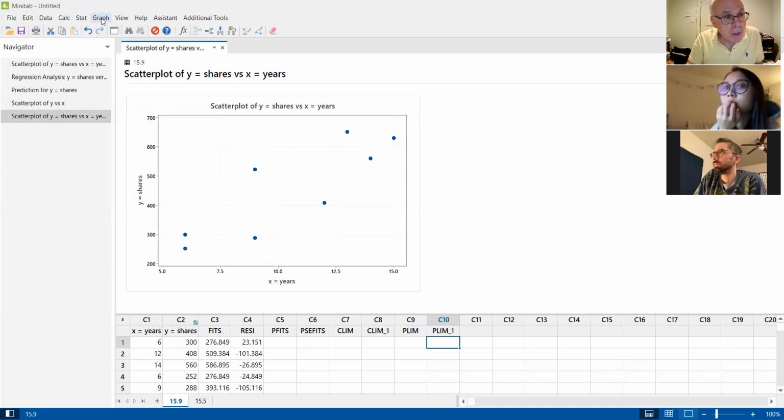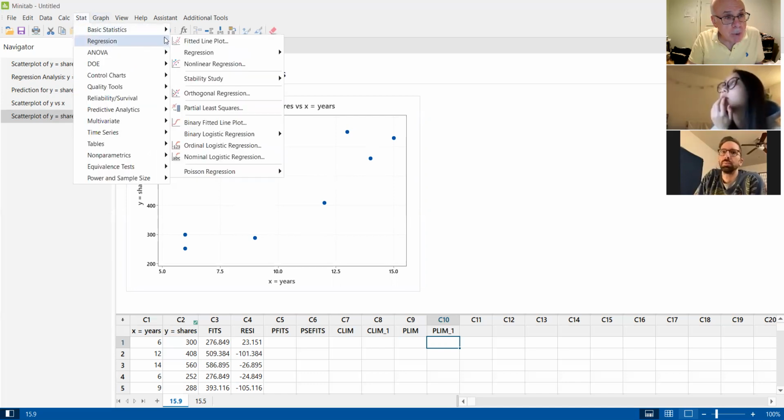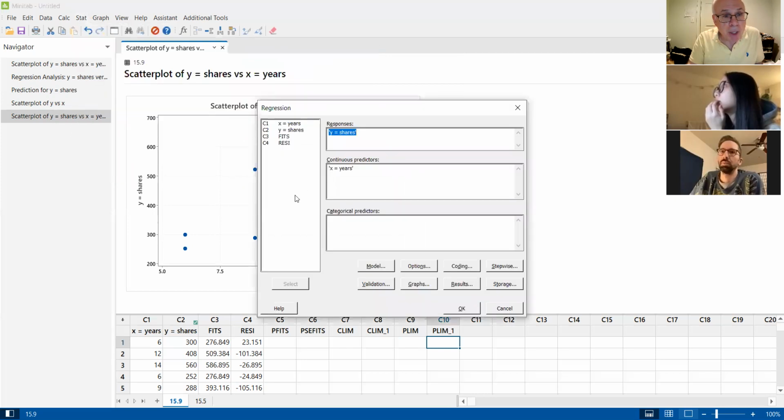Just an initial guess. So if we do our regression first, we'll pick Stat, Regression, then Regression again, and then Fit Regression Model. And once again, the response here is the Y variable. The continuous predictors, that's the only type of predictor we're going to do in this course.